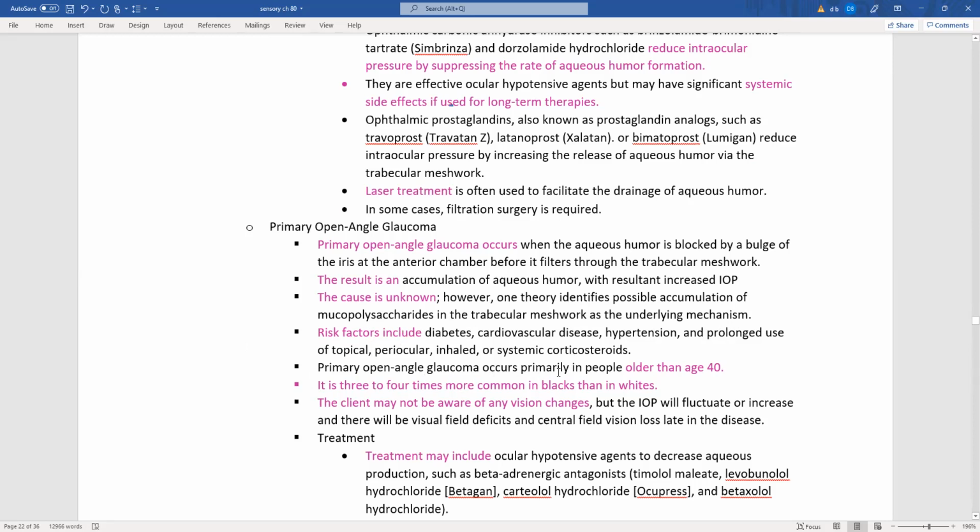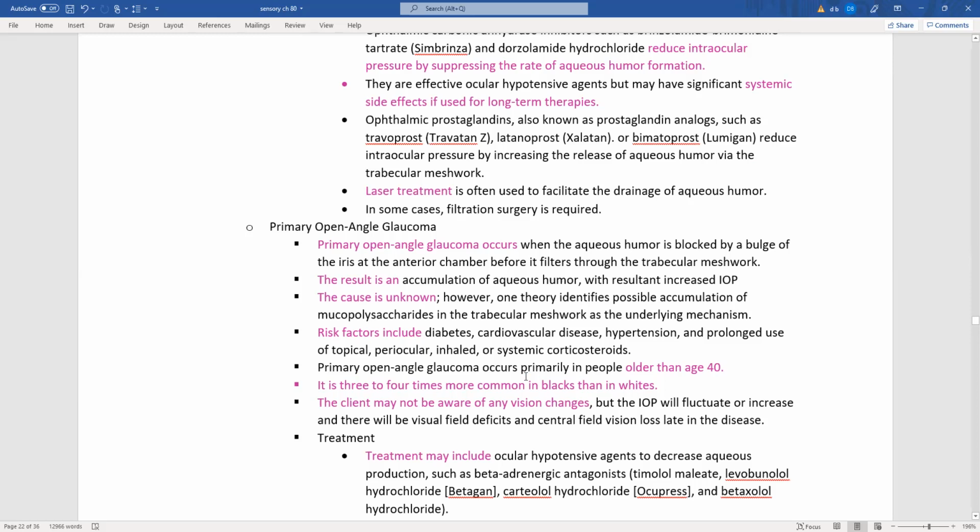Primary open angle glaucoma occurs primarily in patients older than 40. What are the risk factors for someone who has primary open angle glaucoma? Diabetes, cardiovascular disease, hypertension, prolonged use of topical, periocular, inhaled, or systemic corticosteroids, and folks over the age of 40. It is 3 to 4 times more common in Black folks than in any other group, where it's saying white.